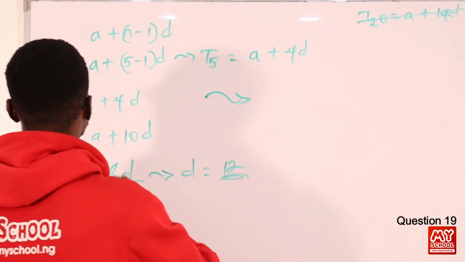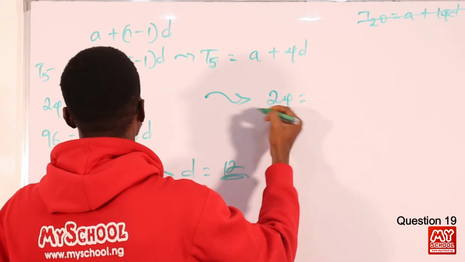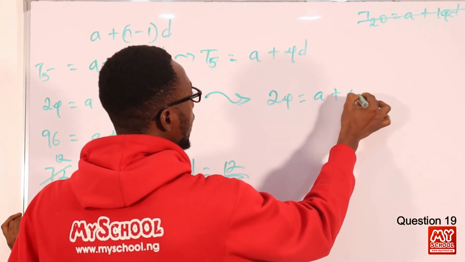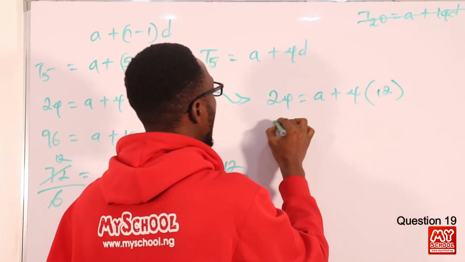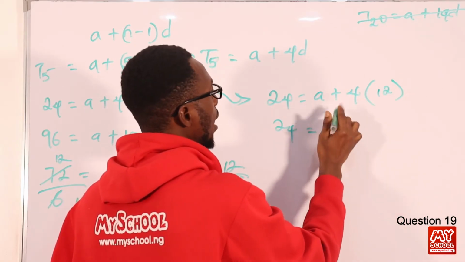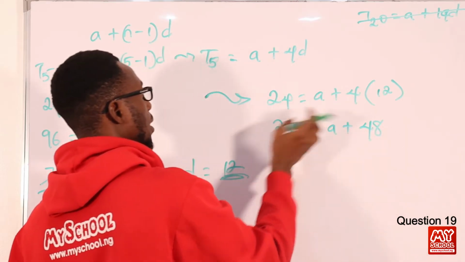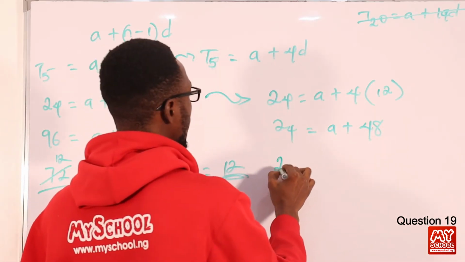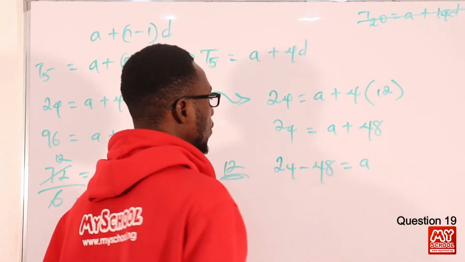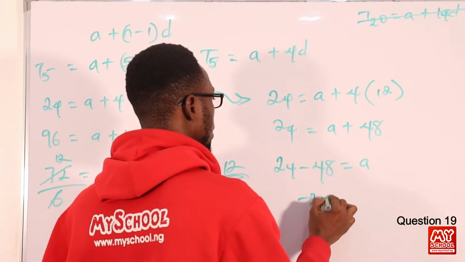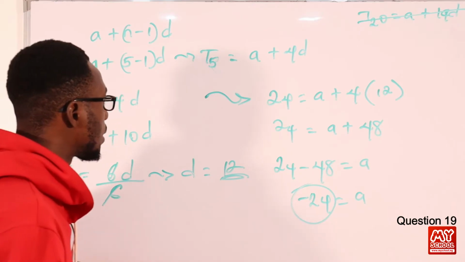So I can use T5: 24 equals A plus 4 into bracket the value of D right now, that is 12. So I have 24 equals A plus 4 times 12, 48. So I can send this outside. So I have 24 minus 48 equals A. 24 minus 48 is actually minus 24. So the first term is actually minus 24.